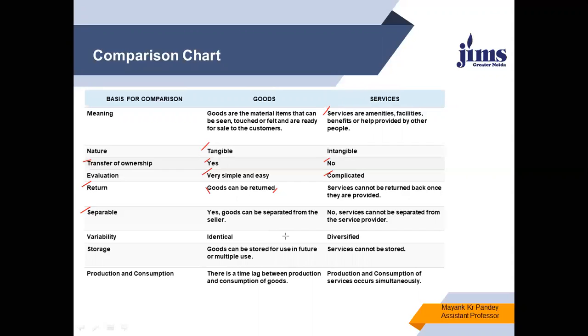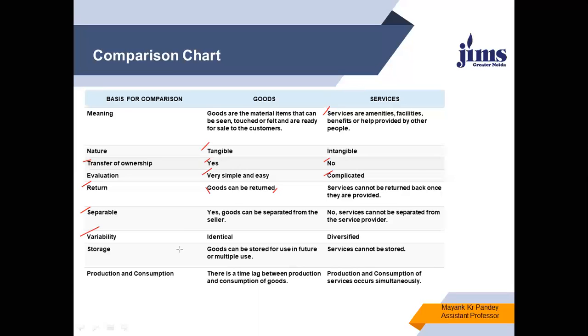Means production cannot be separated from consumption, right? Next, basis of difference is variability. If we talk about variability in case of goods, goods are identical in nature, while in case of services that is diversified, because in case of goods standard products may be produced, but in case of services standard services cannot be ensured because of the involvement of human beings during the service production process.